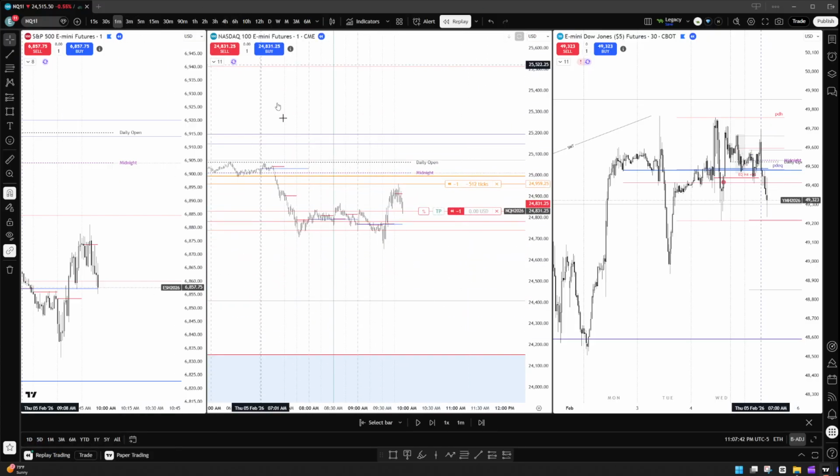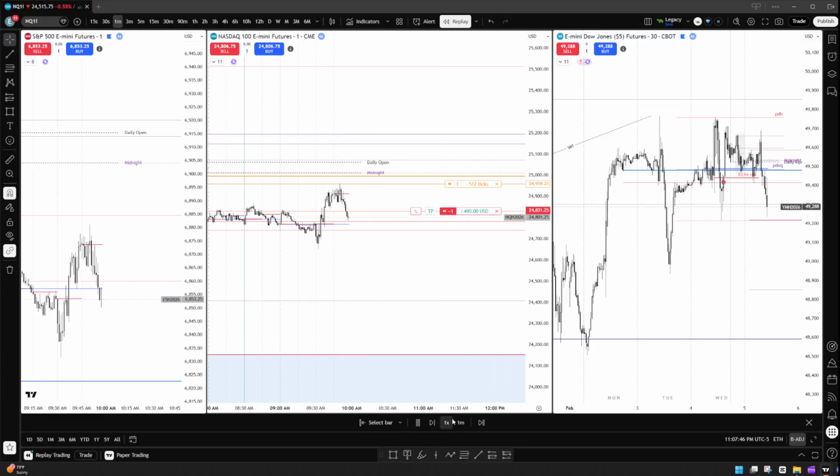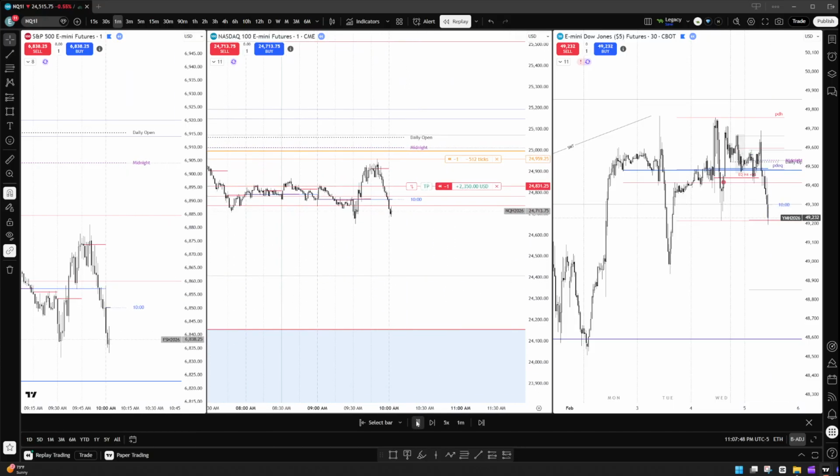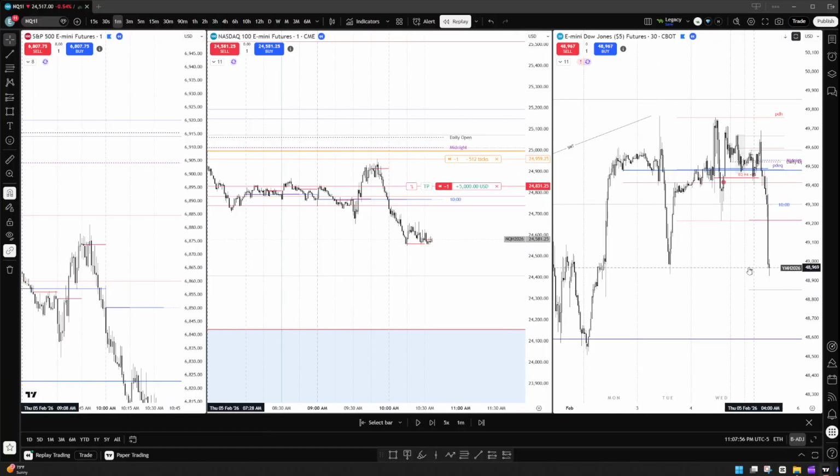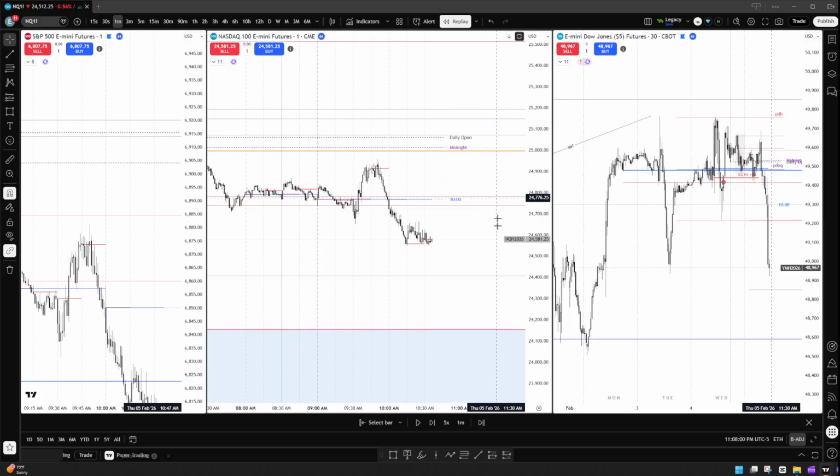And then anyway, so we can play this through. Okay, so like right here, with this low being taken, that would have been fine. Good for me. So that was today's trade. So let me stop that. That was the AM session.